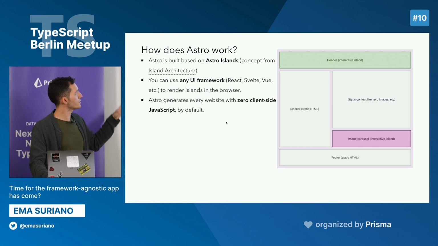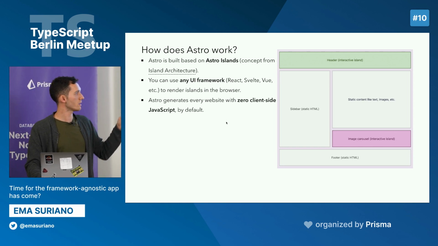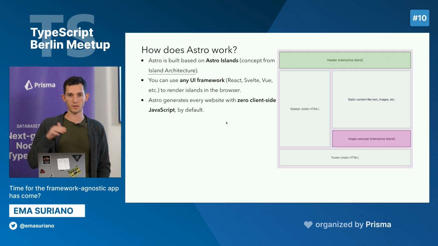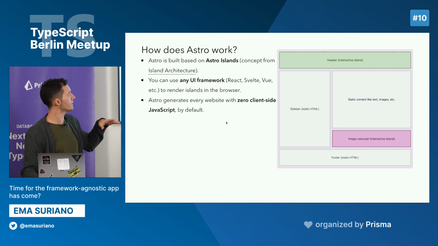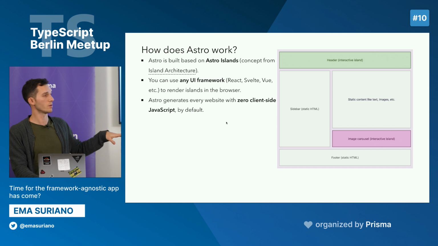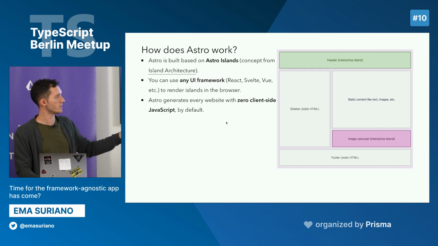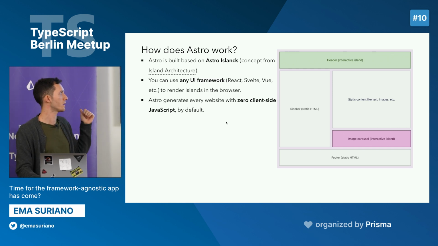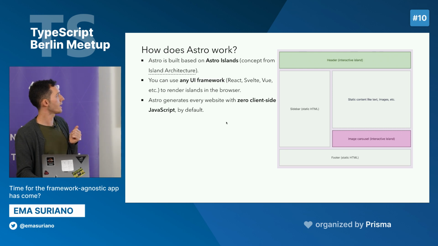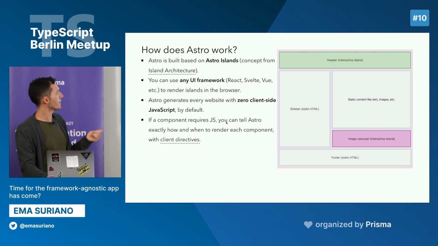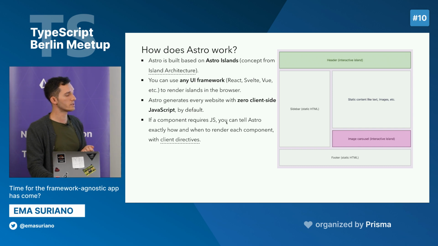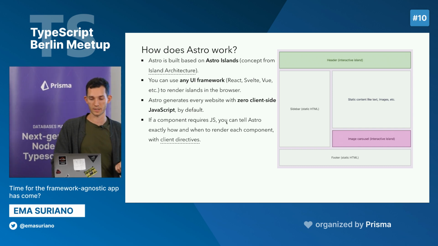And then Astro will, in the beginning, render all the different boxes, and it will strip down all the JavaScript. So your page is going to be static and super fast. And this is what they say on their landing page. And then if a component requires JS, you can tell Astro using client directives.